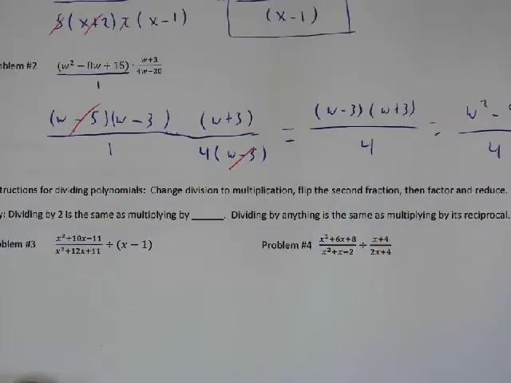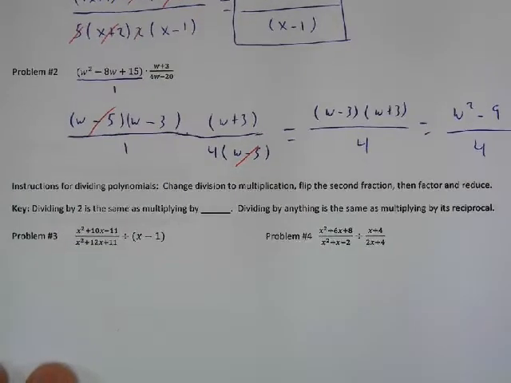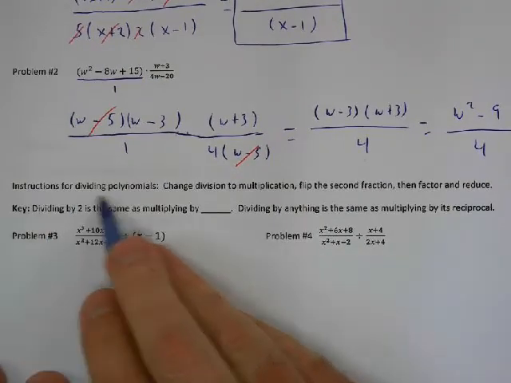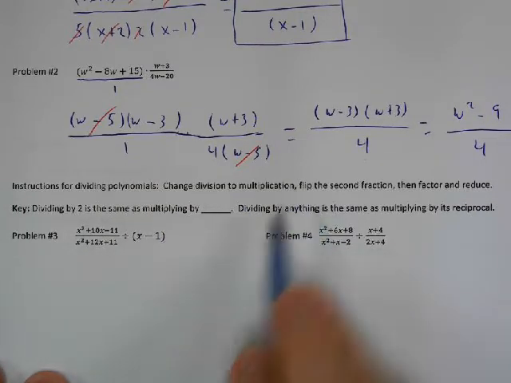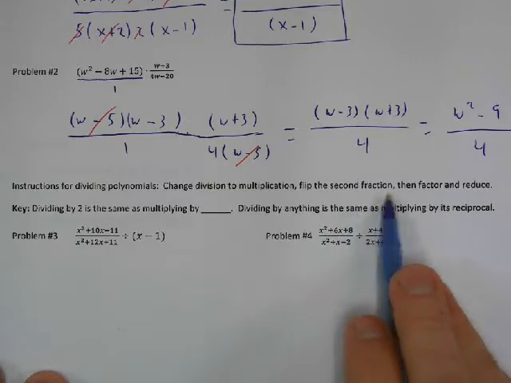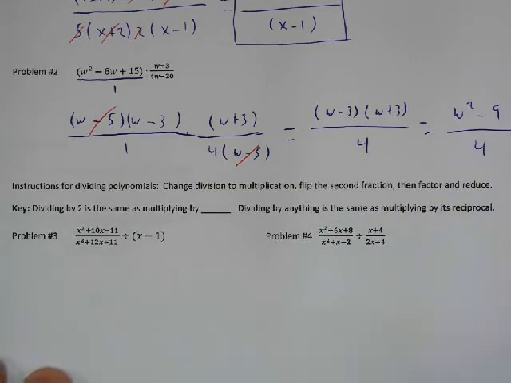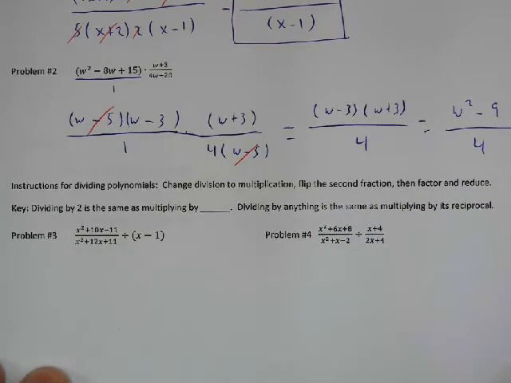Let me zoom out a little bit so you can see the whole sentence. Instructions for dividing polynomials: change division to multiplication. So how do we do that? We flip the second fraction, then factor and reduce. So there's just one extra step of flipping our second fraction. And then here's the key.